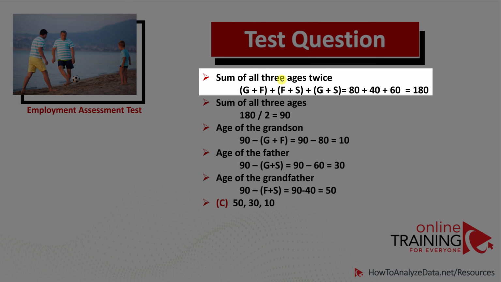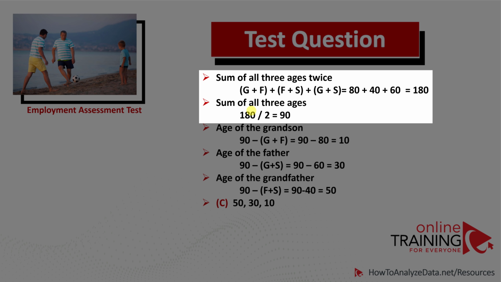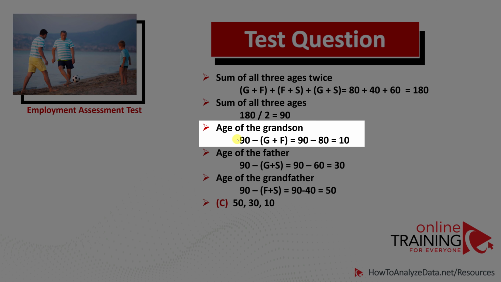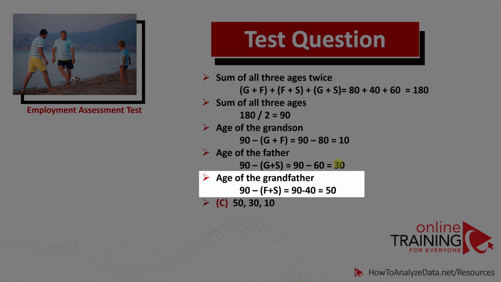To calculate the sum of all ages twice, we add all 3 pairs, which is 80 plus 40 plus 60, and we get the value of 180. To get the actual age, we need to divide 180 by 2, and the calculated value is 90, which means that the sum of grandfather plus father plus grandson ages is 90. Now, as we have the sum age for all 3 people, we can calculate individual values because we already have ages for each pair. The age of the grandson is 10, which is calculated as 90 minus 80. The age of the father is 30, which is calculated as 90 minus 60. And the age of the grandfather is 50, which is calculated as 90 minus 40.